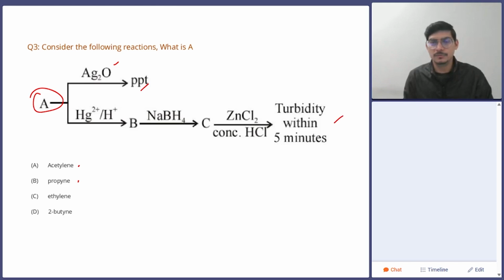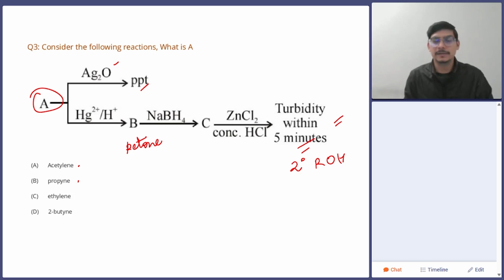Now, if you work out the reaction sequence given on the lower side in reverse direction, in the retrosynthetic method, it is given that it gives turbidity within 5 minutes with the Lucas reagent, ZnCl2 and concentrated HCl. So that means it must be a secondary alcohol, right? Because we're getting turbidity within a few minutes. Tertiary alcohols give turbidity almost instantaneously, and primary alcohols generally do not give turbidity at room temperature. So it must be a secondary alcohol, which means it must come from the reduction of a ketone, right? So B has to be a ketone, which on reduction with NaBH4 produces a secondary alcohol, which gives turbidity in a few minutes.